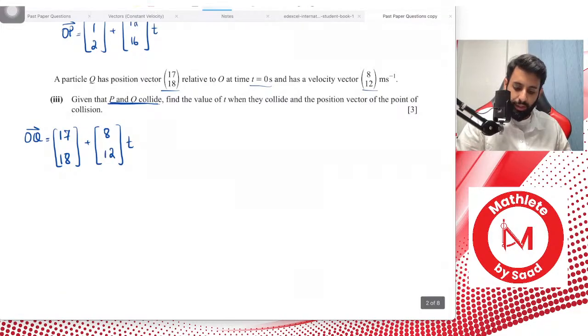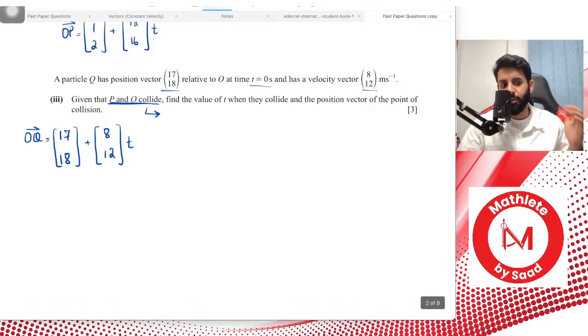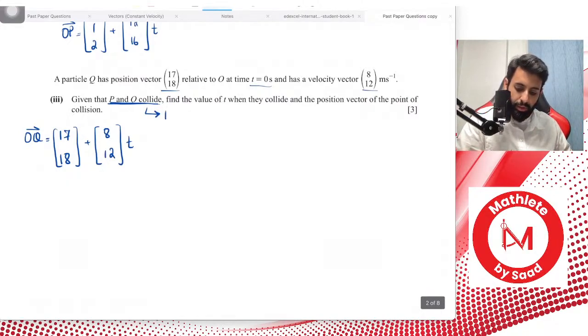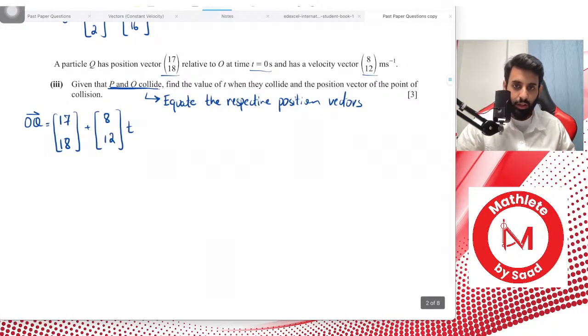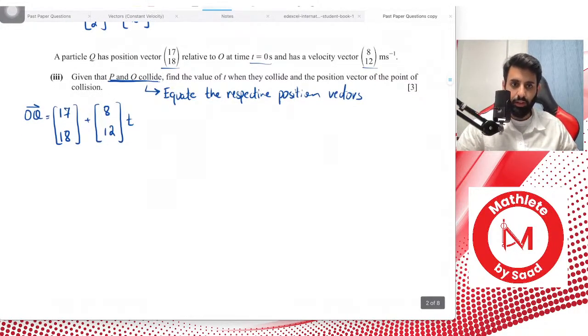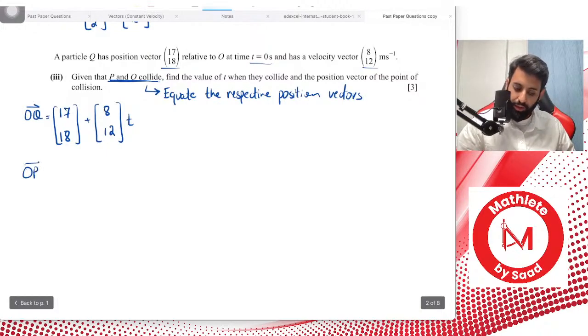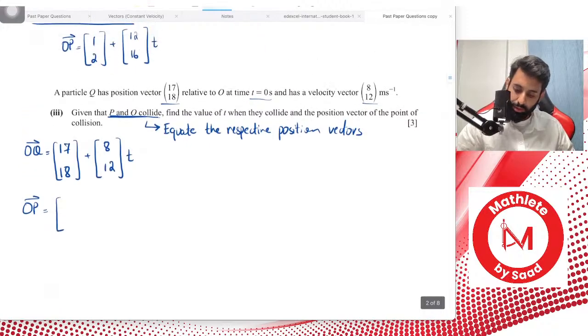Whenever you see the word collide, or whenever the question is talking about collision, interception, meeting each other, crossing each other, what we do is we equate the respective position vectors. And that's exactly what we're going to do. We're going to equate the respective position vectors. And when we do that, what we will have is the value of t when these two particles collide. So what exactly was the position vector of OP? The position vector for OP was this, (1, 2) plus (12, 16)t.